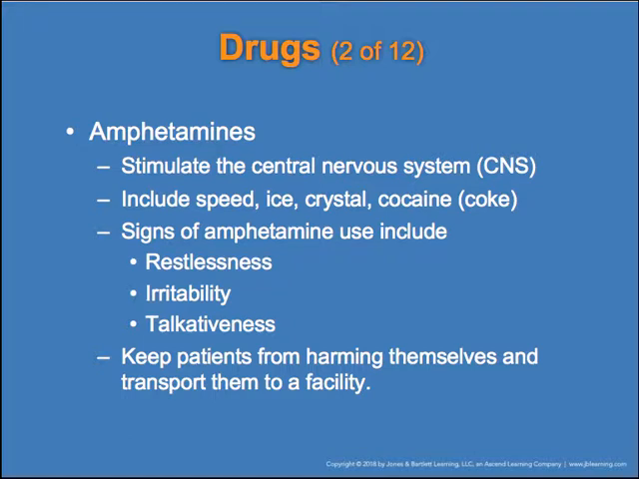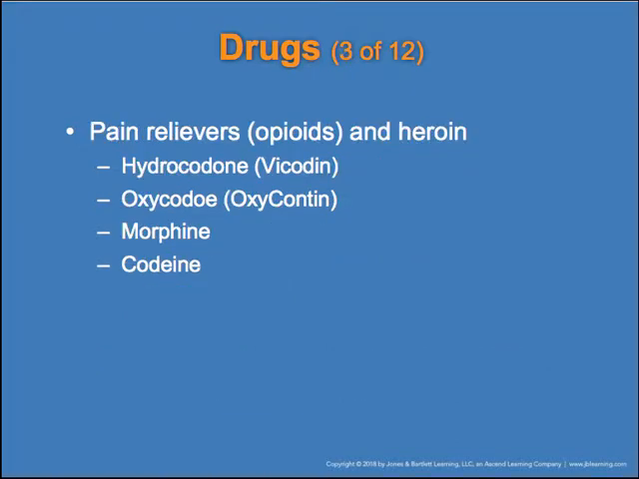Amphetamines stimulate the central nervous system. Speed, ice, crystal meth, cocaine. These are just some examples of amphetamines, right? Amphetamine use develops restlessness, irritability, talkativeness, right? Keep a patient from harming themselves, transport them to a facility. Your biggest goal is going to be to monitor and manage the vital signs, keep the patient from hurting themselves, and make sure you get them to a hospital that can manage that overdose.